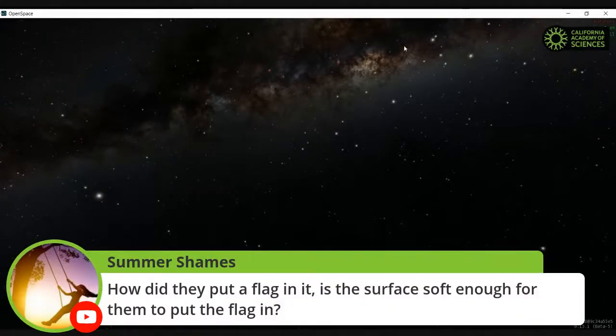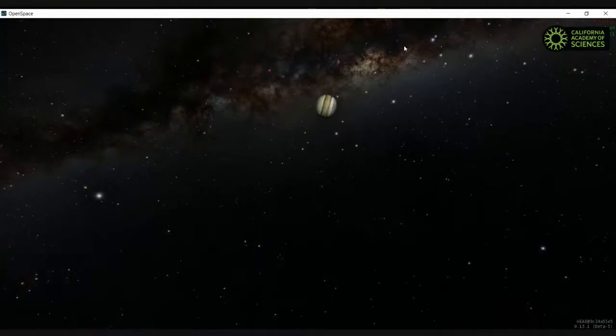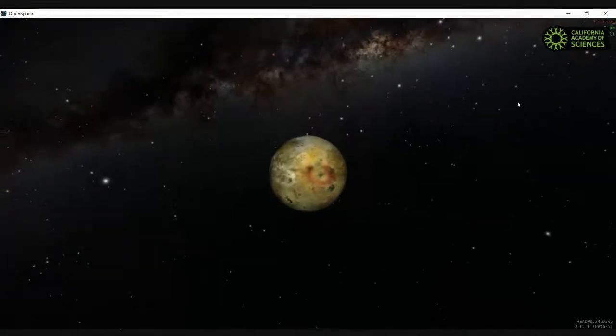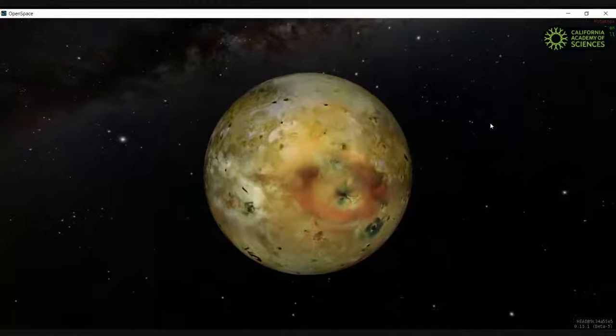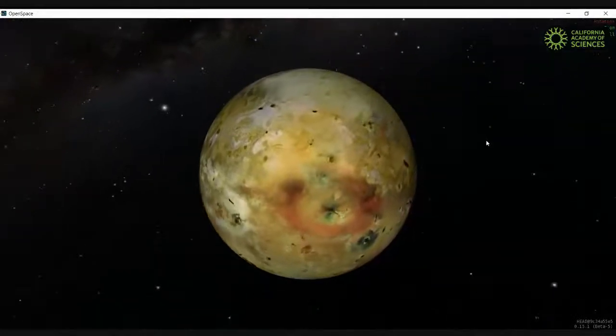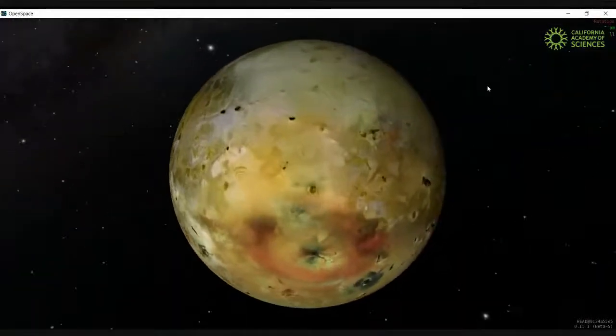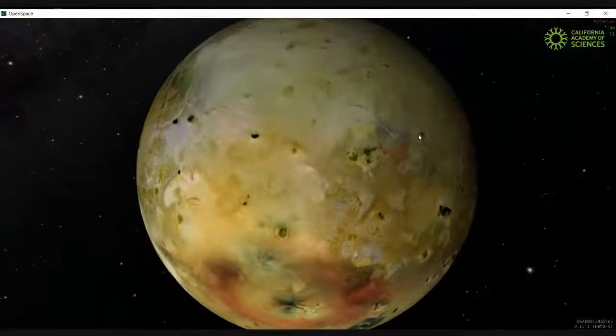If the moon's made of rock, which we know it is, they put a flag on it. Is the surface soft enough for them to plant a flag in? Well, it turns out a lot of the moon's surface is what we call regolith. Regolith is just dust. It means rock covering. So that dusty regolith was soft enough for us to put a flag in. They may have had to hammer some of them in a little bit. I want to double check. But parts of the moon are dusty enough for us to stick a flag in.